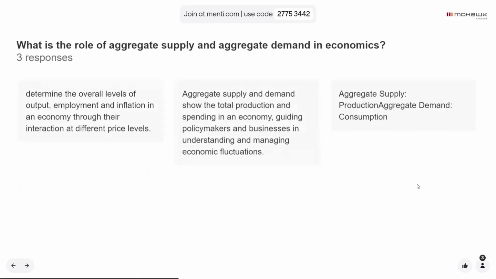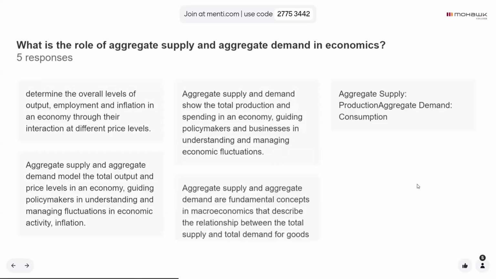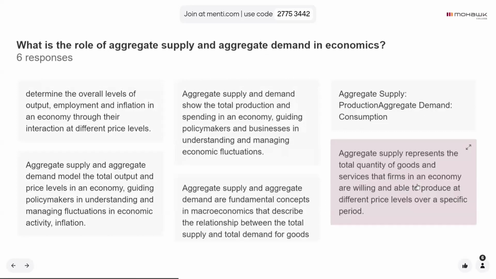Determine the overall levels of output, employment, inflation, and economy through their interaction of different price levels. Aggregate supply and demand show the total production and spending in an economy, guiding policymakers and businesses in understanding and managing economic fluctuations. Aggregate supply, production, aggregate demand, consumption. Aggregate supply and aggregate demand model the total output and price levels in the economy, guiding policymakers in understanding and managing fluctuations in economic activity, inflation.